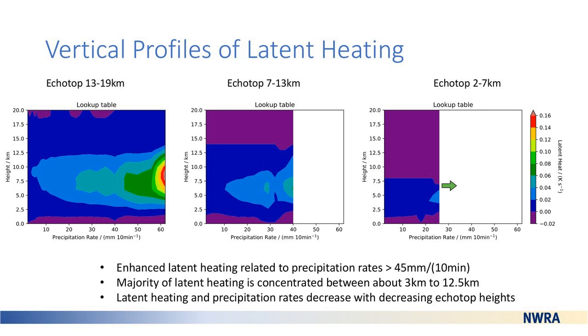And again, we see that enhanced latent heating is related to the high precipitation rates and the deep convection, as is shown here. The majority of the latent heating seems to be concentrated between 3 and about 13 kilometers. And with decreasing echo top heights, this analysis shows that also the latent heating and the precipitation rates decrease, as these two lookup tables show.